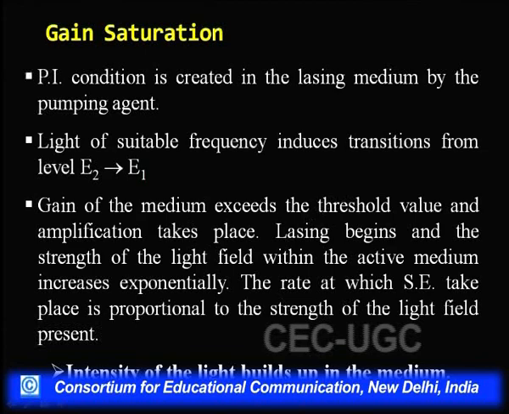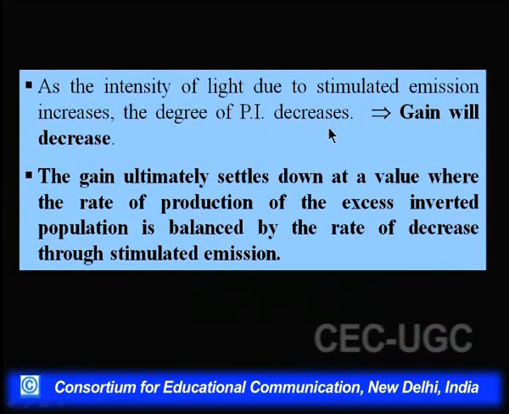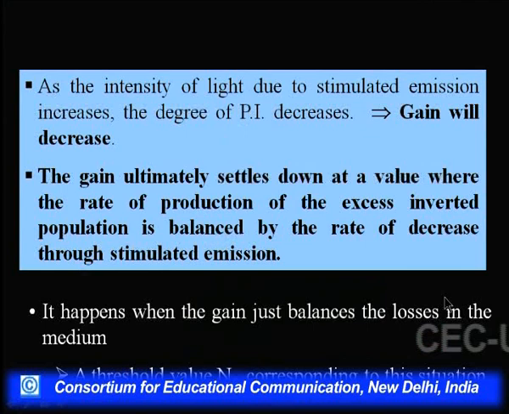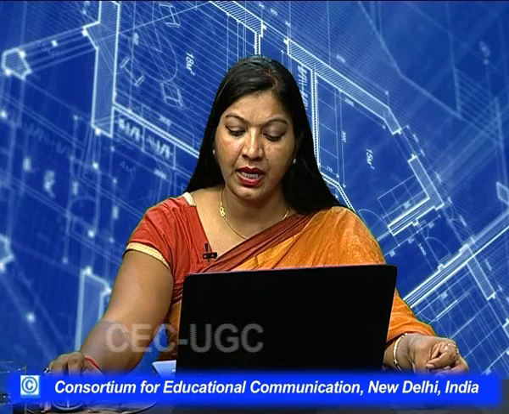Now, as the intensity of light due to stimulated emission increases, the degree of population inversion decreases, so the gain decreases. The gain ultimately settles down at the value where the rate of production of the excess inverted population is balanced by the rate of decrease through stimulated emission. Moreover, this happens when the gain just balances the losses in the medium. A threshold value n_th corresponds to this situation. In the steady state condition, n2 minus n1 remains equal to n_th.